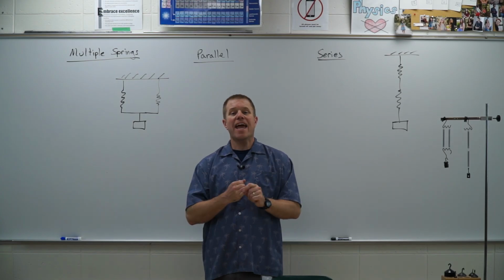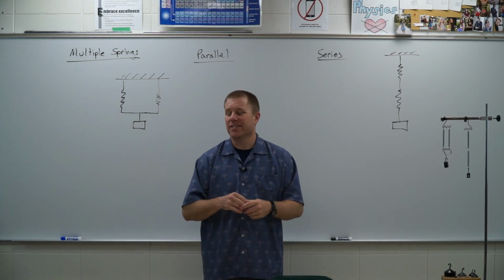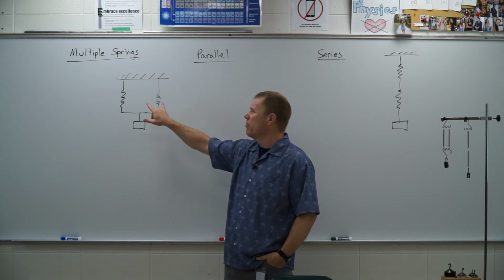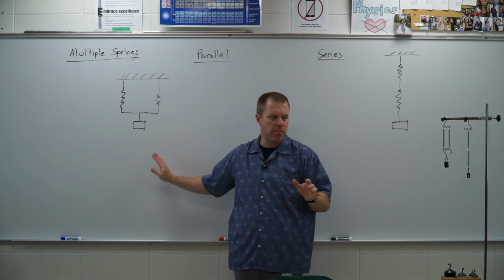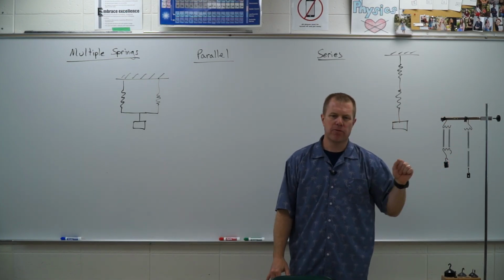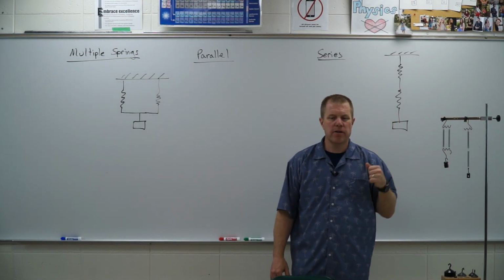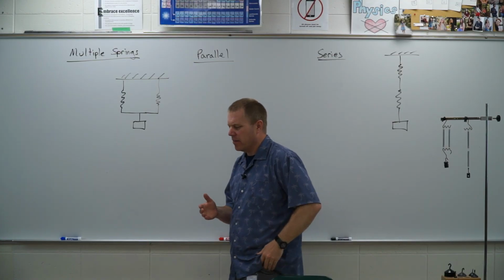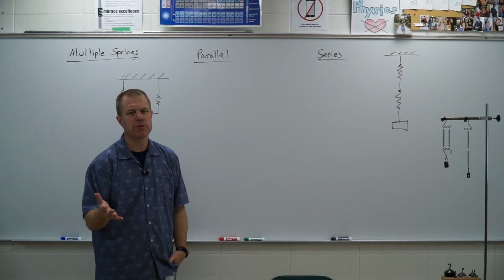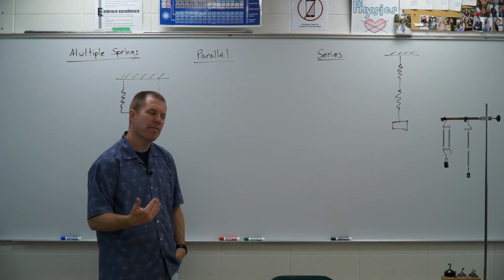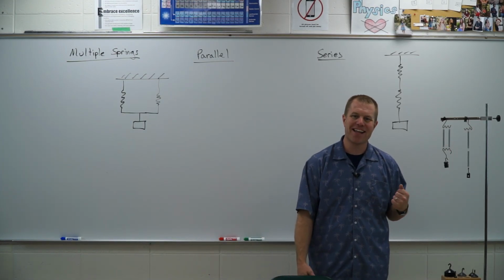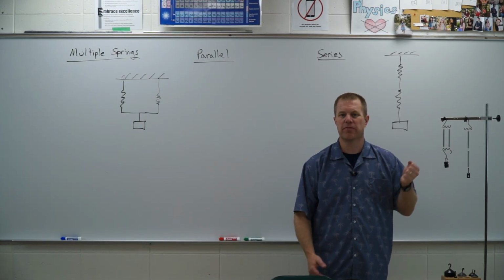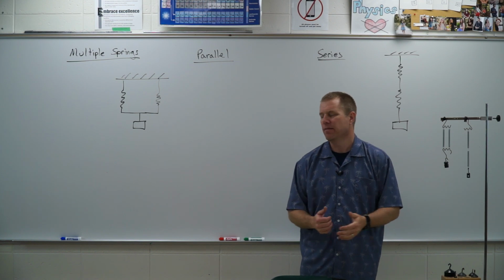All right, let's take a look at multiple springs. What happens when we have multiple springs attached, whether they're in series or in parallel? I have a couple of demos set up right here to show us what that looks like. When we do multiple springs, the thing we need to think about is the equivalent spring constant of that group of springs, and how do we find that?